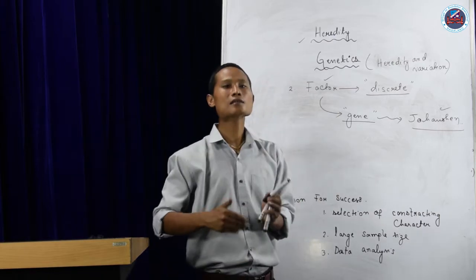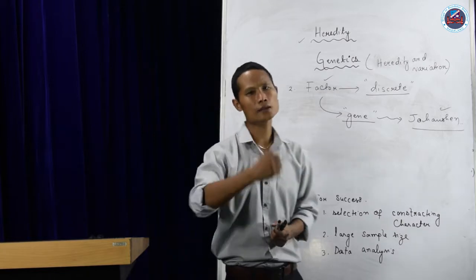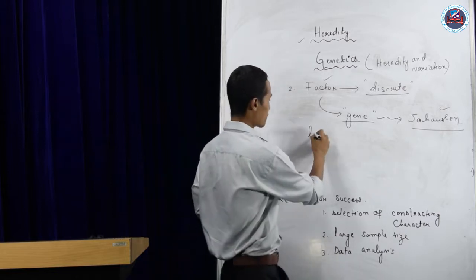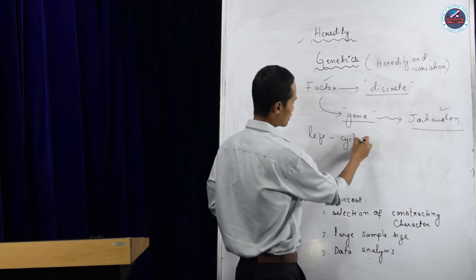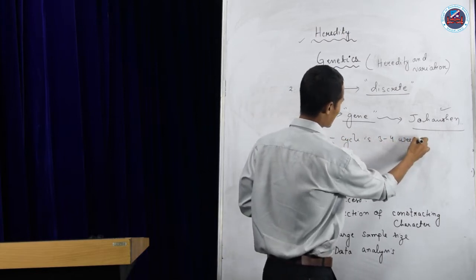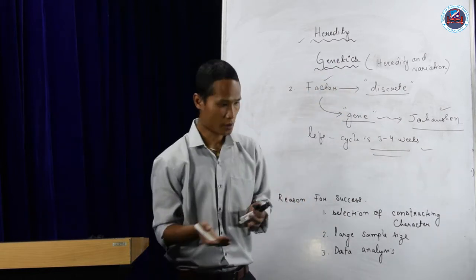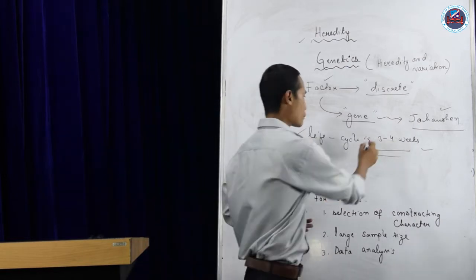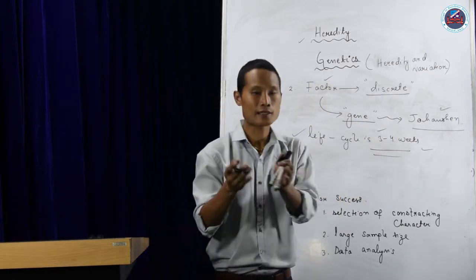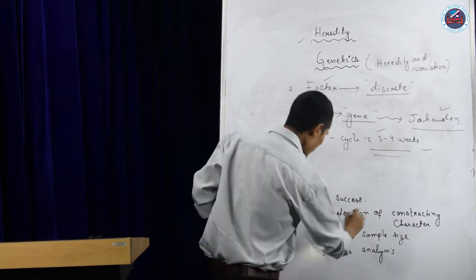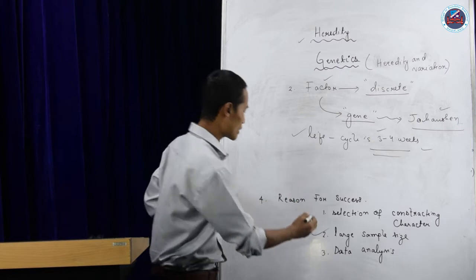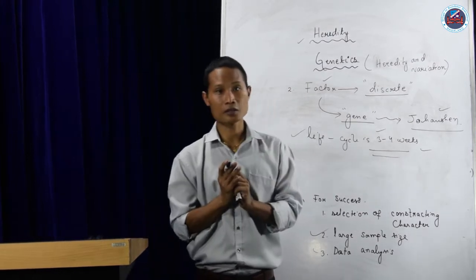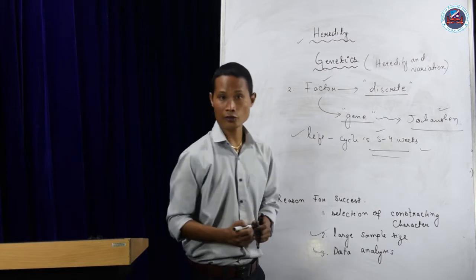The second was large sample size. We all know that the pea plant's life cycle is only 3 to 4 weeks. So in 3 to 4 weeks, we can produce many generations of plants. Since its life cycle is so short, in a short period of time we can study many generations, and in that way we can produce a large sample size. The third was data analysis. When he collected the data, it was very systematic, and it was in the form of paper presentations, and that is the third reason for his success.